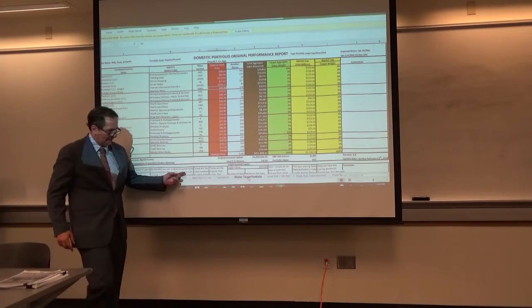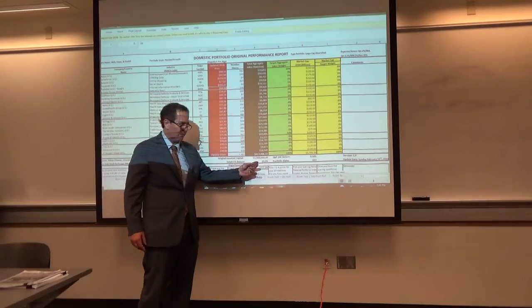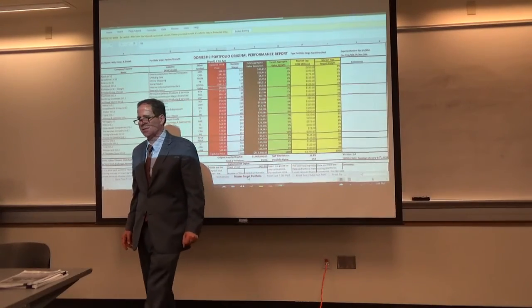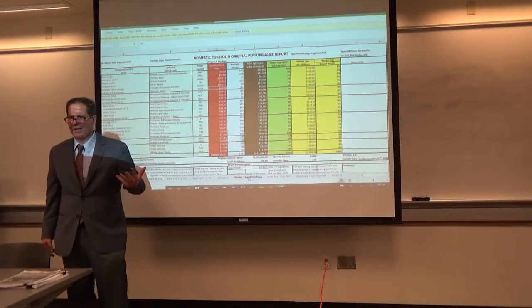So the 5-year average annual compound growth rate is 19.3, and the market is 12.8. I got 653 basis points of alpha. It's still off the charts.